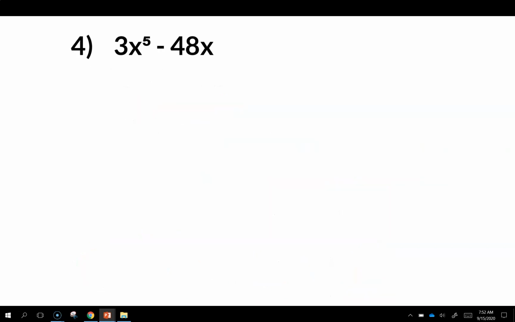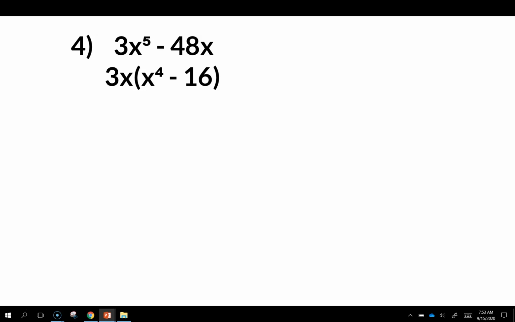All right, 3x to the fifth minus 48x. So again, I see two terms, I see a minus sign, I don't see two perfect squares. So I'm going to see, okay, can I take out a greatest common factor? Well, 3 and 48 are both divisible by 3, so I could take a 3 out of both. And both pieces already share an x, so I could take an x out also. So I'm going to divide each piece by 3x, and we are going to be left with x to the fourth minus 16.